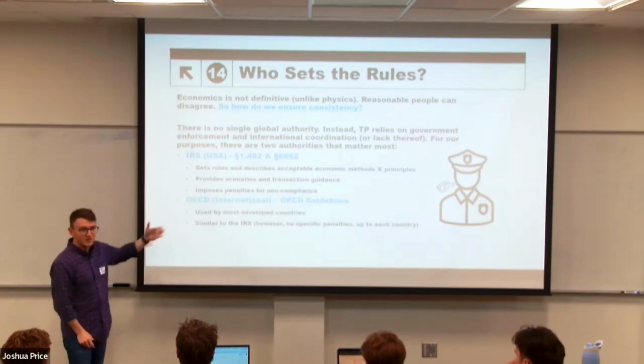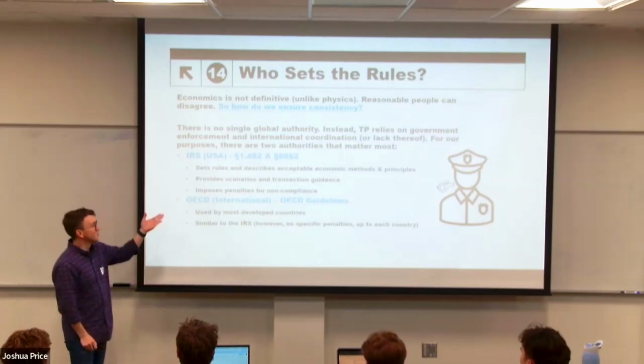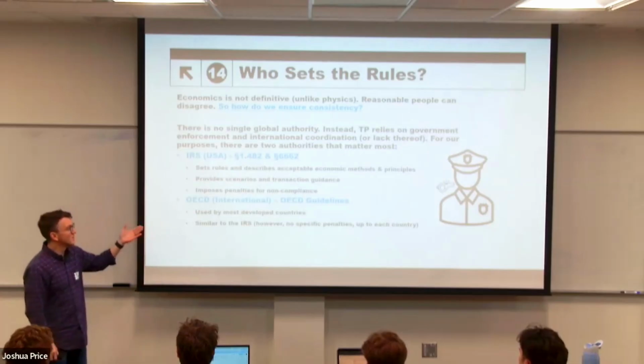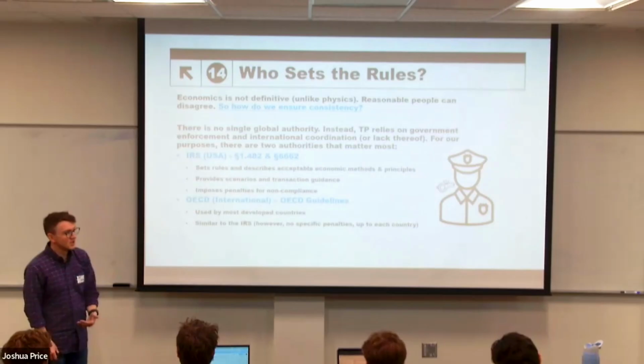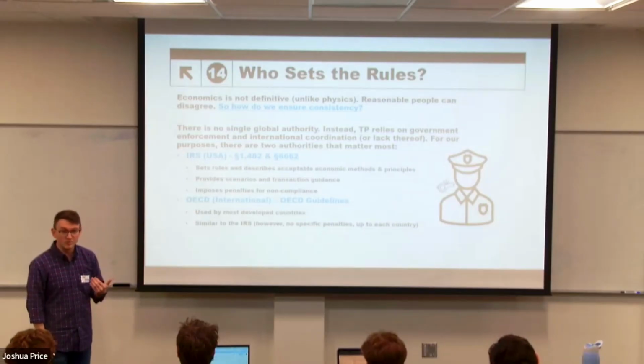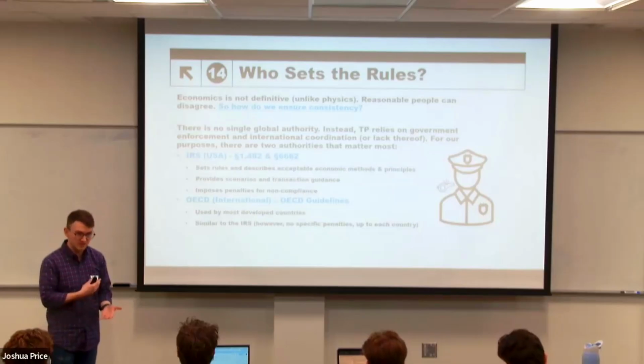You've got the US government, because I sit in the US and I largely handle transfer pricing stuff for US-based companies. The IRS has rules called 1482 and penalty provisions in section 6662. That's essentially my rule book and Bible that I go by when I do my job to see what the rules say, right?